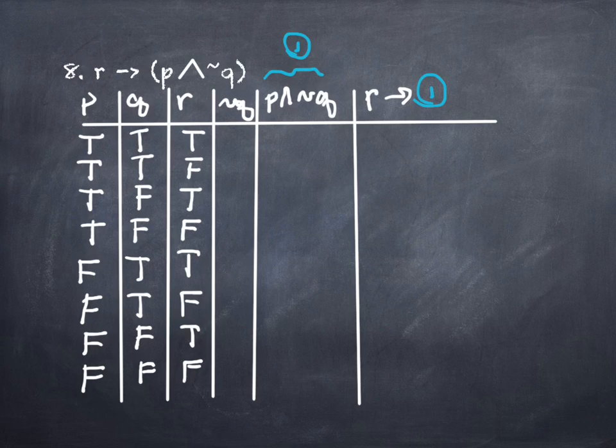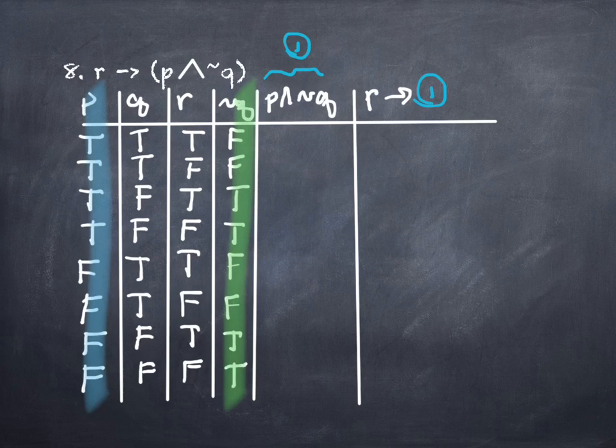Tilde Q will be the exact opposite of column Q, which means we'll go F, F, T, T, F, F, T, T. Then we're going to take the P column and the tilde Q column, the blue and the green, and we're going to combine them with the statement AND. So an AND statement is only true if both statements are true. So the first column, or the first row in this column, we'll see TF, and that's false.